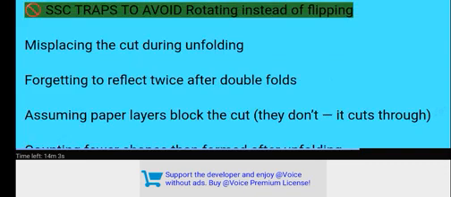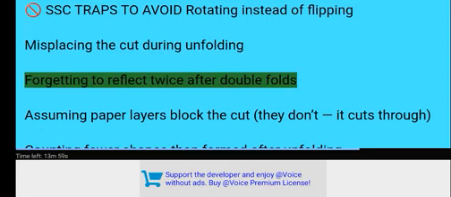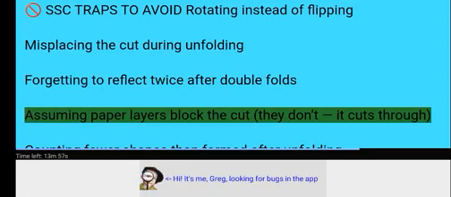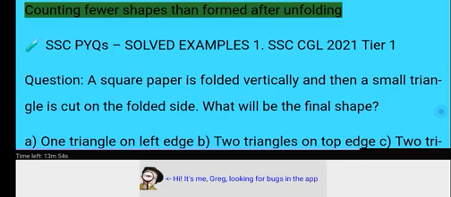SSC traps to avoid: rotating instead of flipping. Misplacing the cut during unfolding. Forgetting to reflect twice after double folds. Assuming paper layers block the cut. They don't. It cuts through. Counting fewer shapes than formed after unfolding.